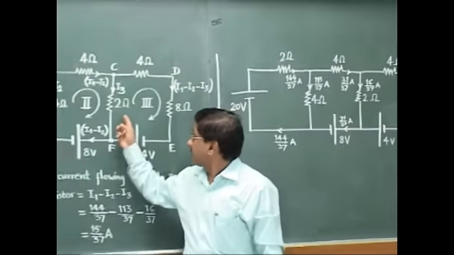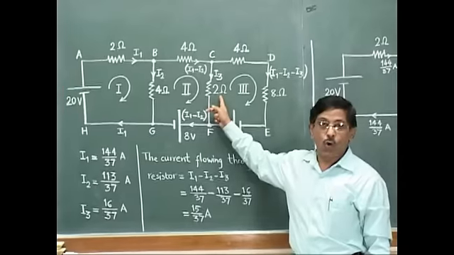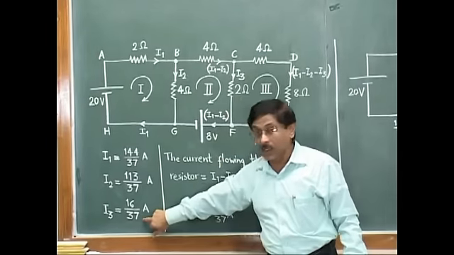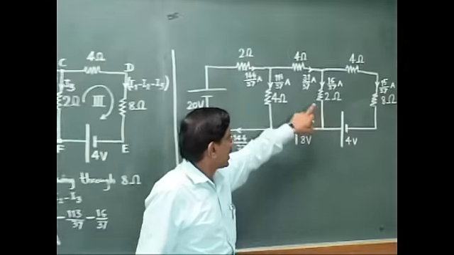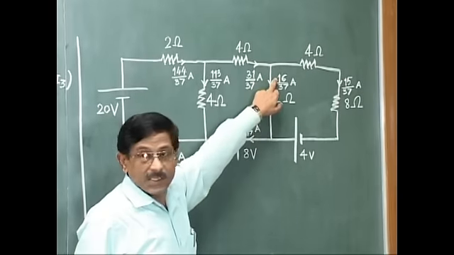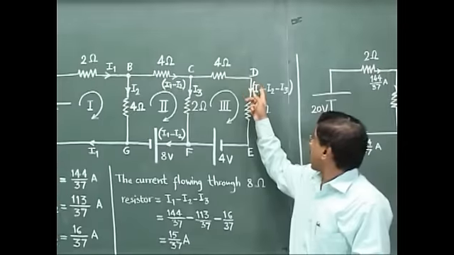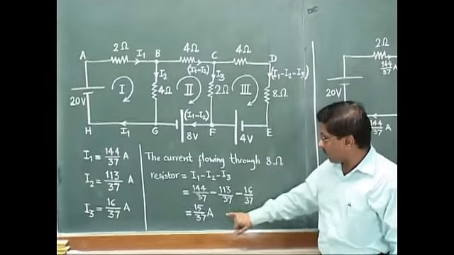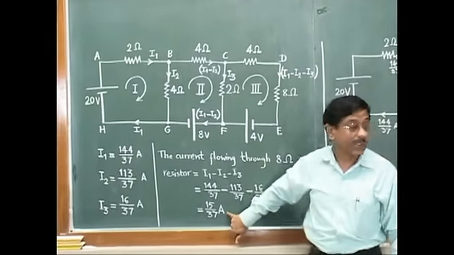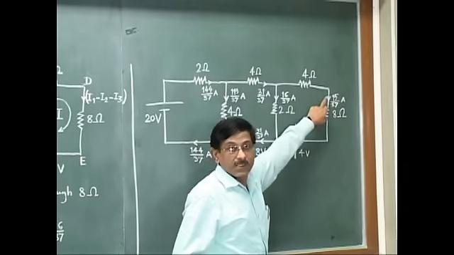Then in this branch, the current is I3 in this 2 ohm resistor. I3 we have got as a plus value, so again we maintain the same direction. So top to bottom, 16 by 37. And in the last branch, the current is I1 minus I2 minus I3, which you have calculated. Again it comes positive, so again there is no need to change the direction.